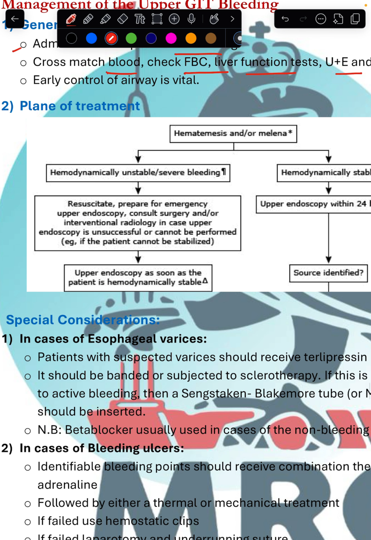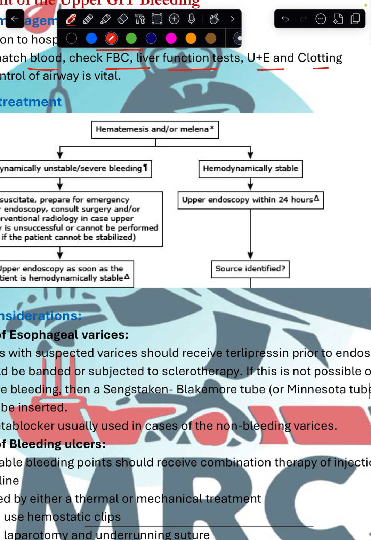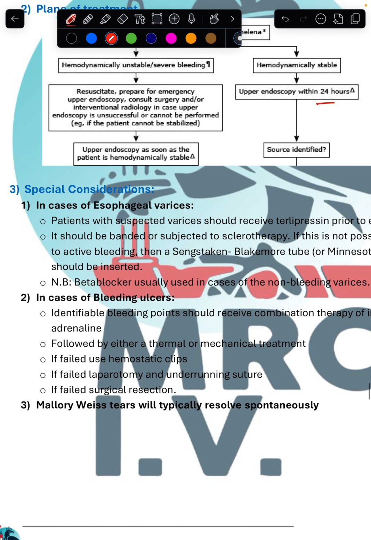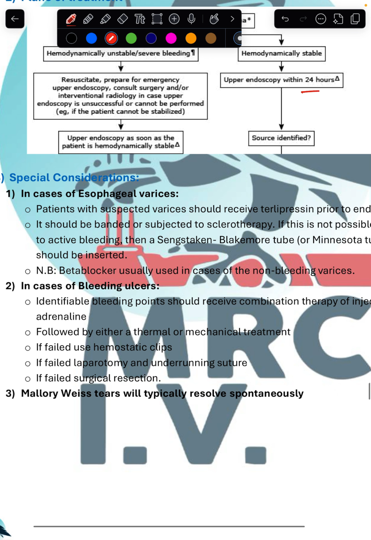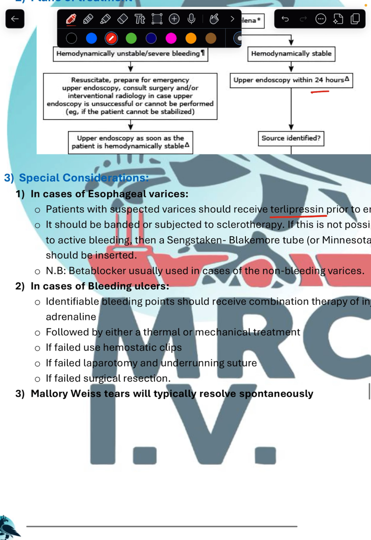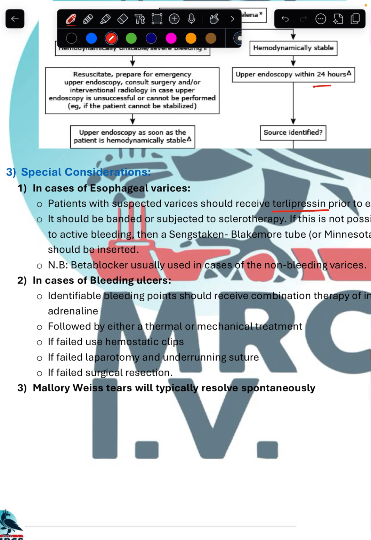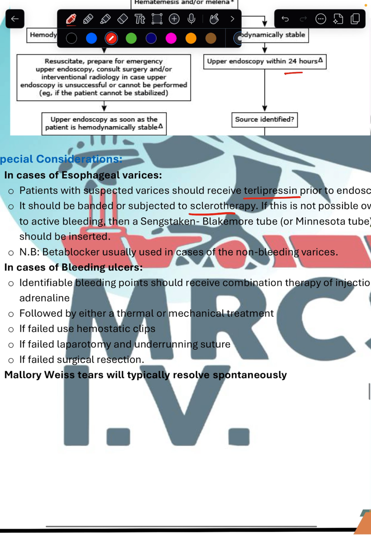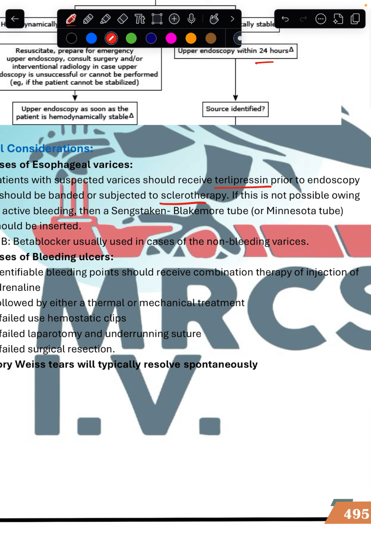If it cannot be performed, the patient cannot be stabilized. Do upper GI endoscopy as soon as the patient is stable. In a hemodynamically stable patient, upper GI endoscopy within 24 hours has to be done. Special consideration in case of esophageal varices: a patient with suspected varices should receive terlipressin prior to endoscopy. It should be banding or sclerotherapy. These are the measures to stop the bleeding. If this is not possible due to acute bleeding, then a Sengstaken-Blakemore tube or Minnesota tube has to be passed.